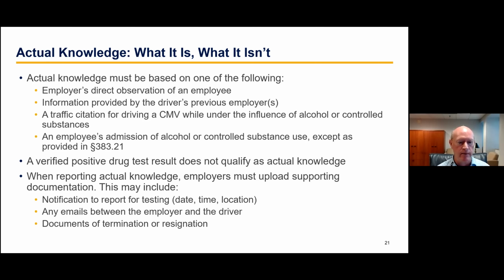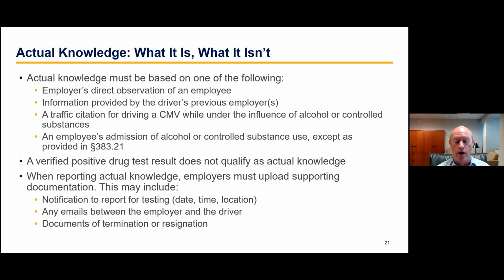So actual knowledge, again, if any of those 4 bullets occur, then since you're registered, you're going to go and report those things in the clearinghouse. So you see a driver using drugs or alcohol, that's your direct observation, actual knowledge. A past employer, hopefully they put the information in the clearinghouse. It may not be though, but if you reach out to a past employer, they say, yeah, the reason we let go of this driver is because they tested positive for marijuana. You don't see that record in there in the clearinghouse, so you're going to add that based on the previous employer.